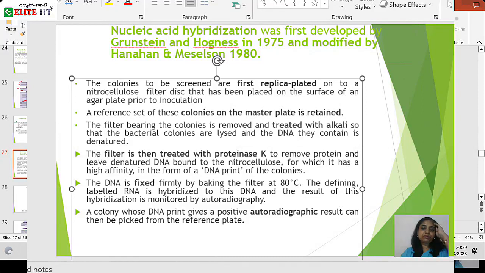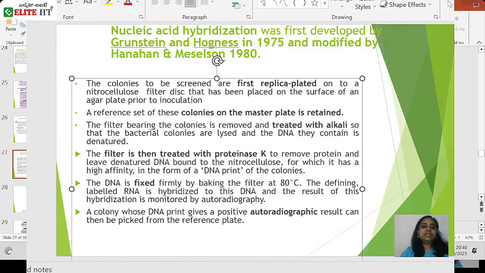Now what you have to do? You have to isolate the DNA. Okay. Now the filter is then treated with proteinase K to remove the protein so that you can get the DNA only. To remove the protein and leave denatured DNA bound to the nitrocellulose, for which it has a high affinity, in the form of a DNA print of the colonies.